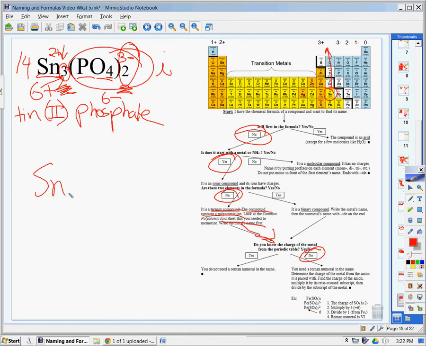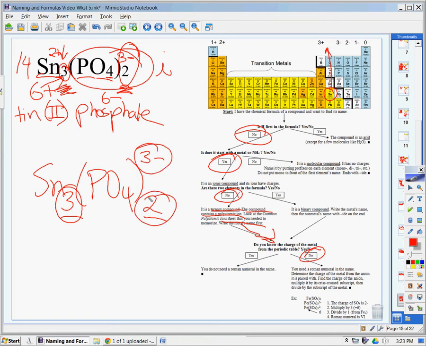Remember I told you that there was a shortcut that you could use? Sometimes the subscripts tell you what the Roman numeral is. Sometimes. What you still have to look up phosphate and write it down. It's 3 minus. If that subscript's the same as that charge, then this subscript's the same as this charge. This is 2 plus. All right.